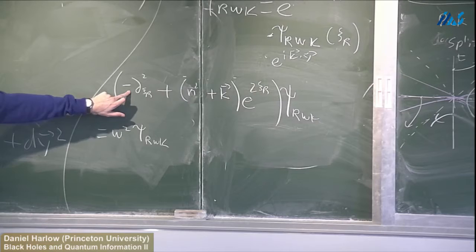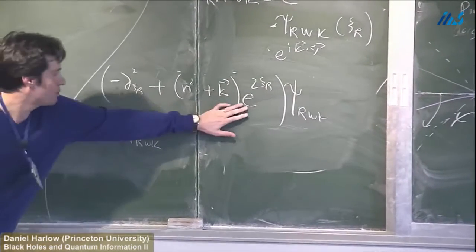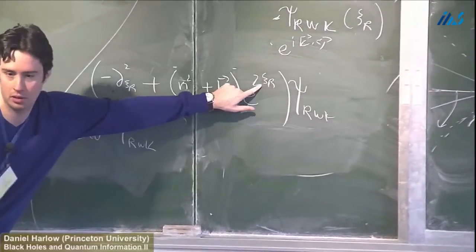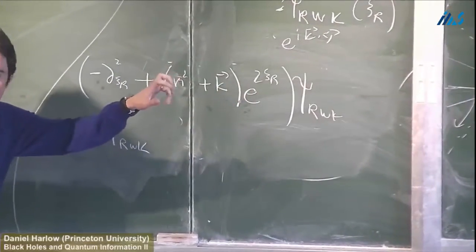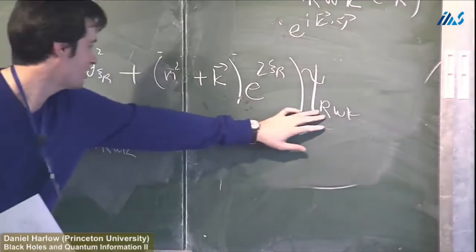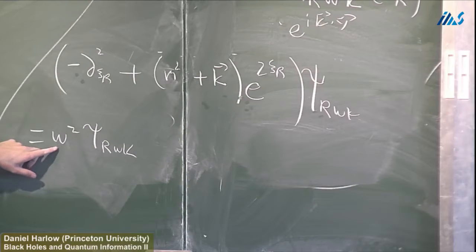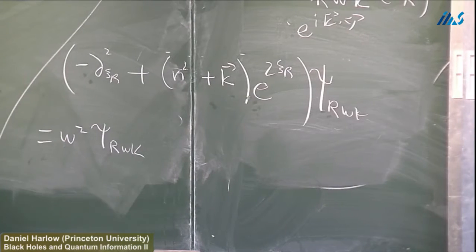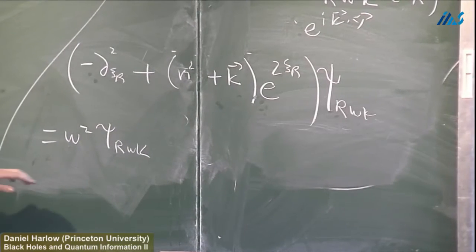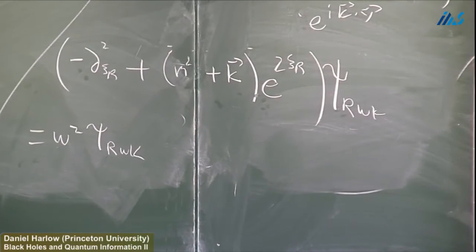Here we have minus d/dx squared, where now it's d/d psi r squared, plus some potential, which is exponential, times some thing which you can call a wave function, but it's not a wave function here. It's just a solution of some classical equation. And it's equal to some energy, which actually here is the energy squared, times the wave function, which is now the mode. Okay, so I'll often call this a Schrodinger type equation.